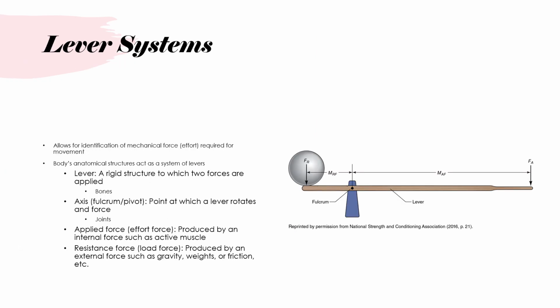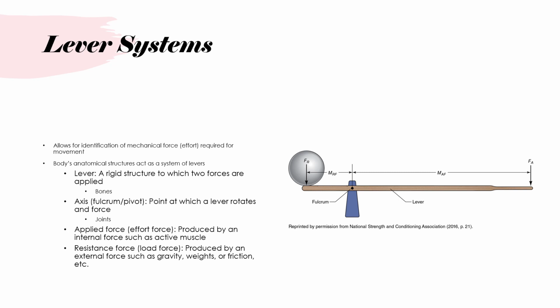Lever systems are mechanical devices consisting of a rigid structure that rotates around a fixed point called the fulcrum. They're commonly used to amplify or change the direction of a force applied to one end of the lever to produce a desired effect at the other end. And you can see that in the example here. You have the long arm, that's the lever, and then the fulcrum is the point of axis of rotation. And you have the force that's being applied by the ball on the left-hand side.